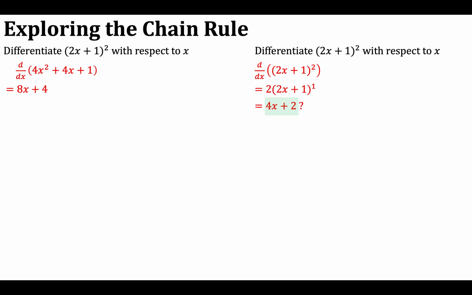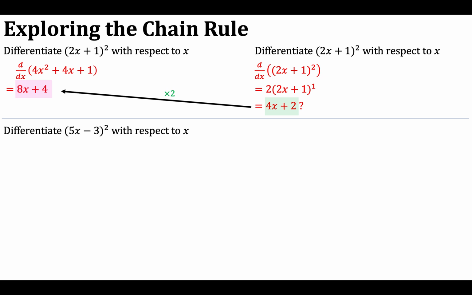What's going on? What can we do to get from that 4x plus 2 to the 8x plus 4, which we know to be correct because we've expanded the brackets and we've learned to differentiate each term separately when we studied differentiation before? So why is this method not working? Why is it we would need to multiply our answer by 2? Let's have a look at a different one, and we'll come back to this one.